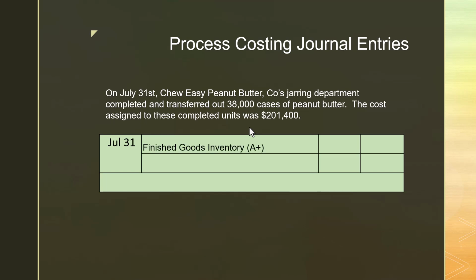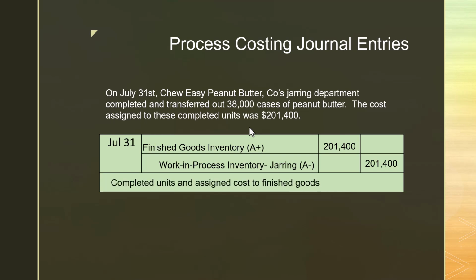We got to transfer those costs to our FG, or finished goods inventory, for $201,400. And since it's no longer a work in process within the jarring department, we got to reduce the jarring department's WIP sub account by $201,400 to bring that account down to the actual amount of costs that are still committed to units that are a work in process in the jarring department at period's end. And we completed units and assigned costs to finished goods inventory. So it's pretty much how it flows through the production process.